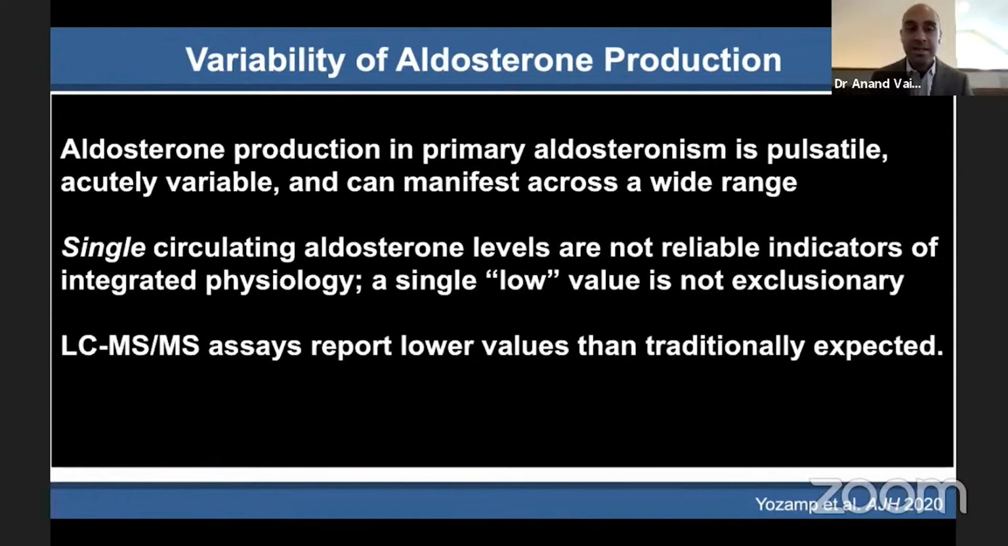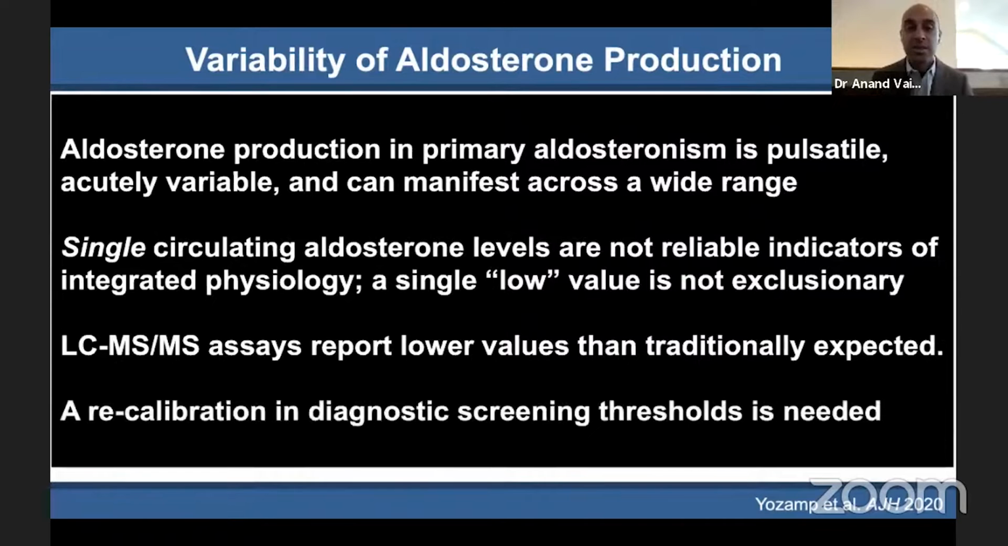If you use LC mass spec assays that are going to be used more and more commonly, you have to realize that lower values are going to be reported than the traditional immunoassays. And for this reason, we need to recalibrate our diagnostic screening thresholds. And I'll show you how that can be done shortly.